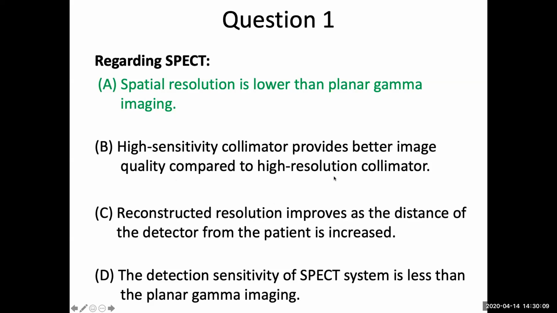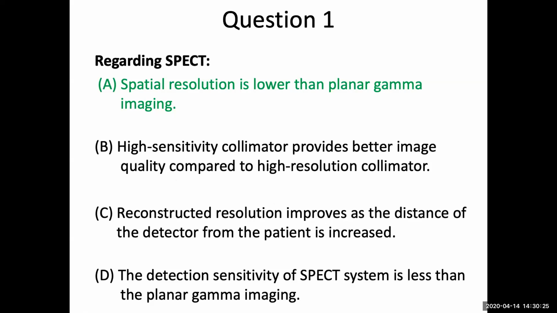Okay, here: high sensitivity collimator provides better image quality compared to high resolution. False. High resolution collimator provides improved image quality compared to high sensitivity collimator or general purpose collimator. C is: reconstructed resolution improves with distance. We already discussed this one, it's false.